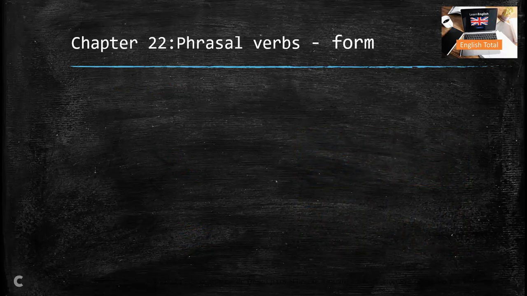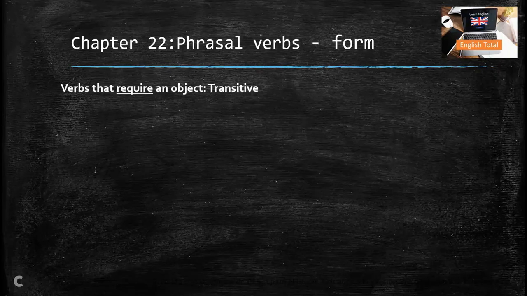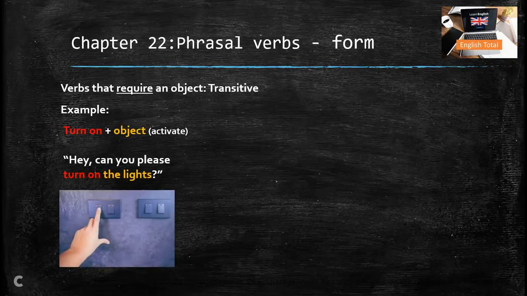Now we are going to talk about verbs which require an object. These are known as transitive verbs. They require an object to complete their meaning. Let's see some examples that show how this works. Let's take the phrasal verb to turn on, for instance. Hey, can you please turn on the lights? As you can see in this case, this verb needs the object lights in order to make sense. Using the verb with no object does not really say much.